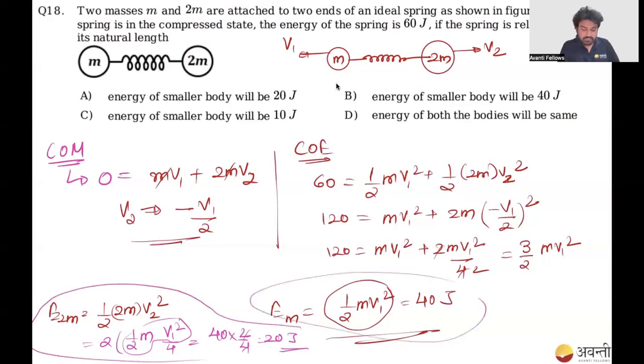Now we can check the answer. So which is the correct option? From here, energy of a smaller body will be 20. Wrong, it is 40. Energy of smaller, okay, B is correct. Energy of smaller body will be 10. Wrong. Energy of both bodies will be same. That is also wrong. Okay. So good question and simple question, right?